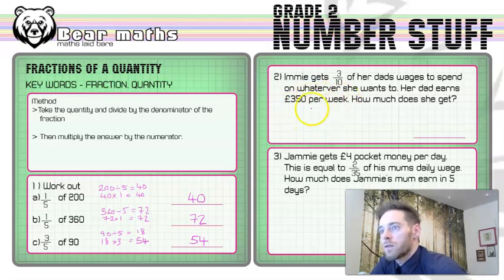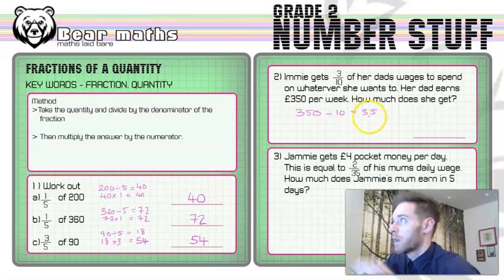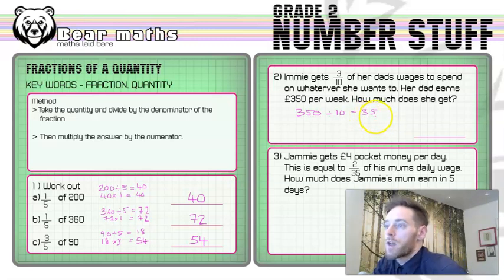So you take the £350 that her dad gets every week. All right, that's the quantity, isn't it? And then we're going to divide that by 10 because that's the bottom of the fraction that we're given in the question. And that equals £35. Okay, now if she got 1/10 of her dad's wages, then what she would be getting is £35. Now she doesn't, she gets 3/10 of her dad's wages, so 35 needs to be multiplied by 3. Okay, so 30 times 3 is 90, 5 times 3 is 15.